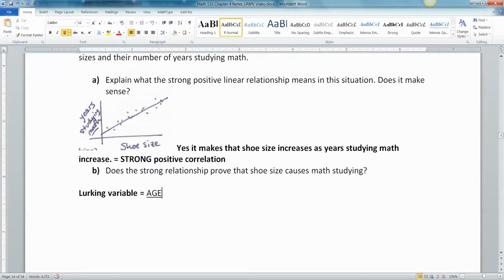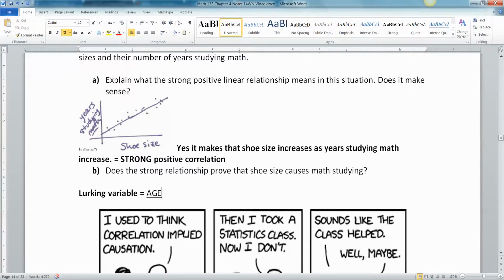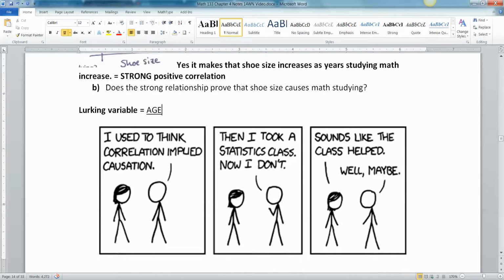All right, we're done with section 4.1. And hopefully now you understand this little nugget right here, which is correlation is not causation. Maybe this class is helping. Well, maybe, because you can't prove it, right?